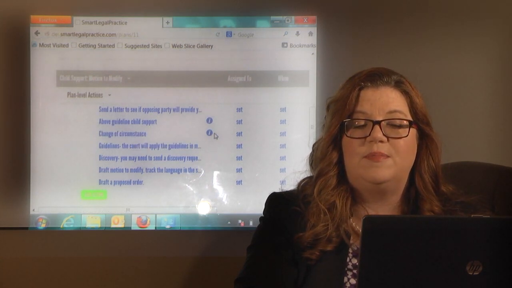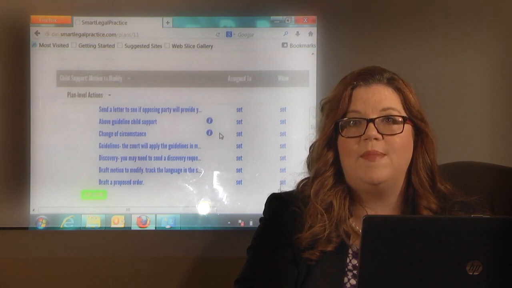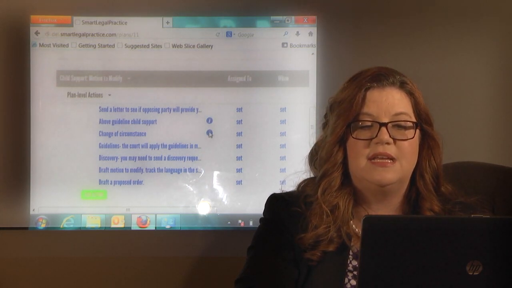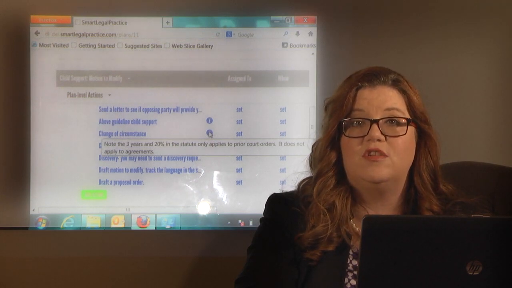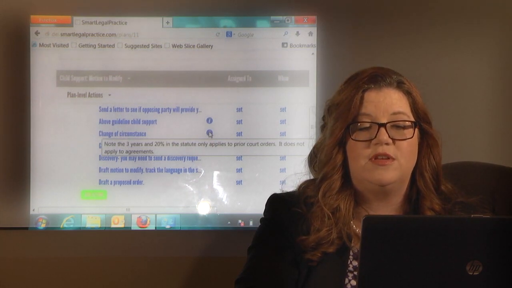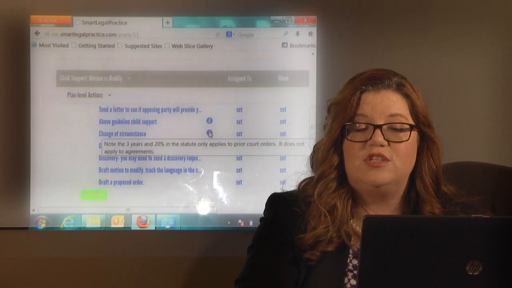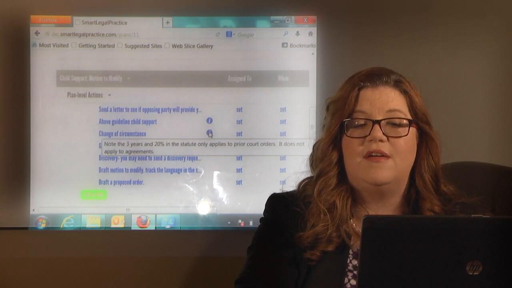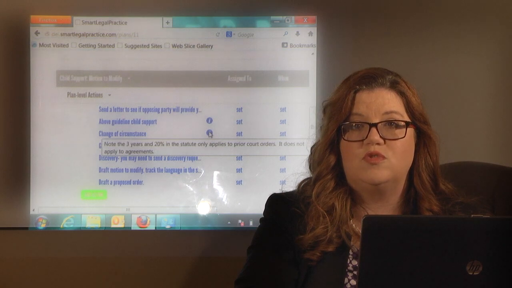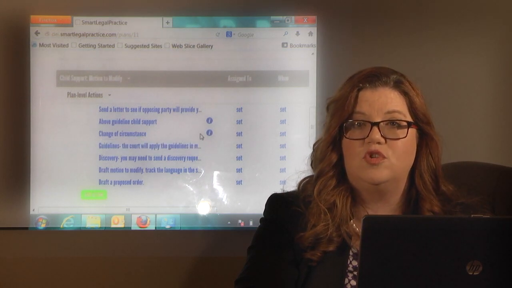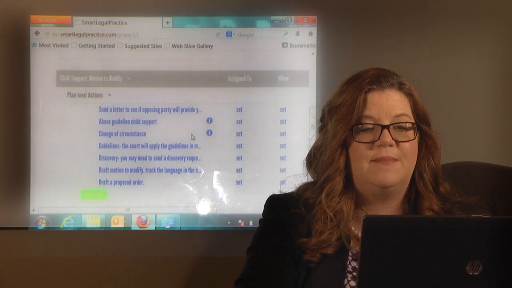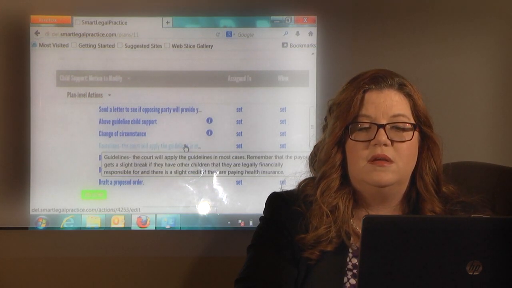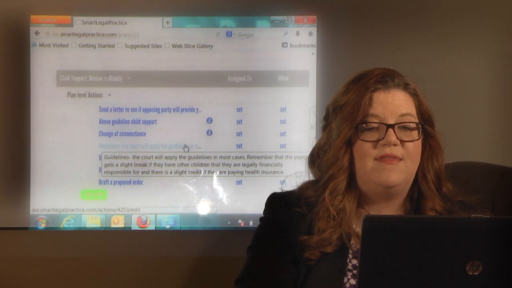The other thing that you have to plead for, your threshold requirement, is to show a change of circumstance. So there's a reminder that if it's been 3 years and 20%, like we talked about, that is a change of circumstance only if the prior order was ordered by the court. It does not apply to agreements, so you want to be aware of that. That's a common misunderstanding. So another tip that we have here is guidelines.